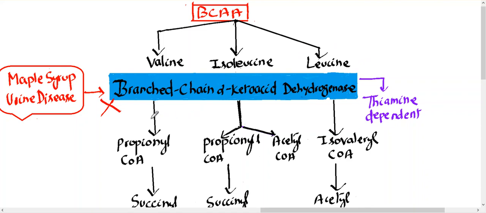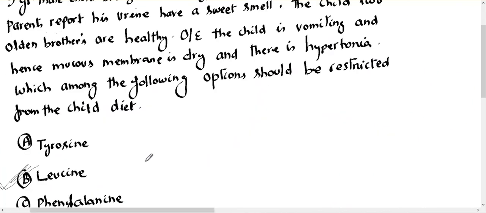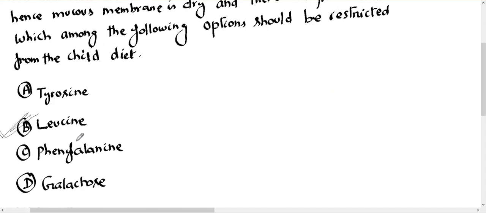And how do you diagnose this condition? The branched chain amino acids can be elevated, and when these levels are elevated, that is confirmatory. Then you have to restrict leucine, isoleucine and valine. Because this enzyme is not there, the level is elevated, so you have to restrict leucine in the diet. That is what they are asking: which of the following options should be restricted from the child's diet, and that should be leucine. Right, now why is tyrosine not the correct answer?